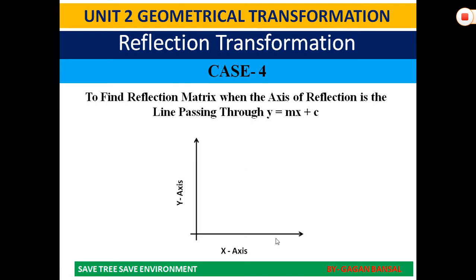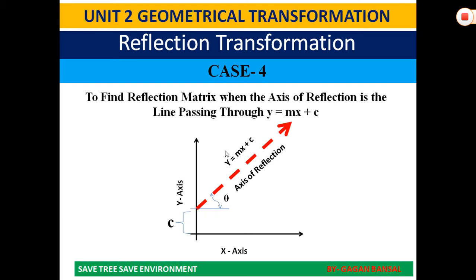As you can see in this figure, suppose we have an xy plane where the axis of reflection is a line having the equation mx plus c, and this axis is inclined at an angle theta with the horizontal. The equation of the line is mx plus c, where c is the intercept along the y-axis.